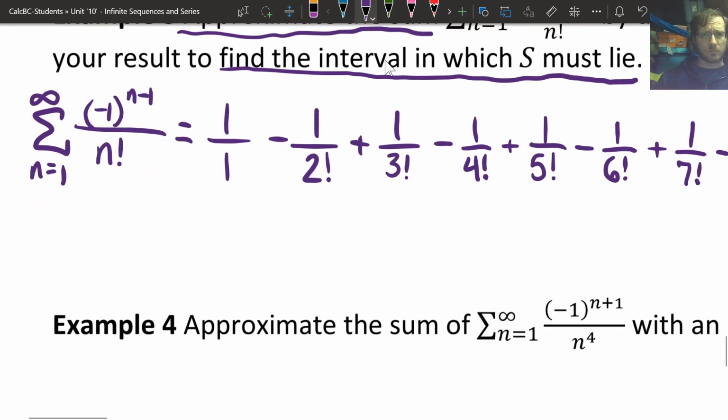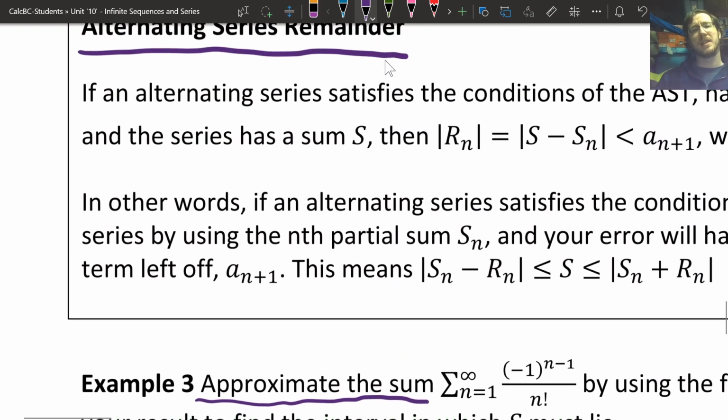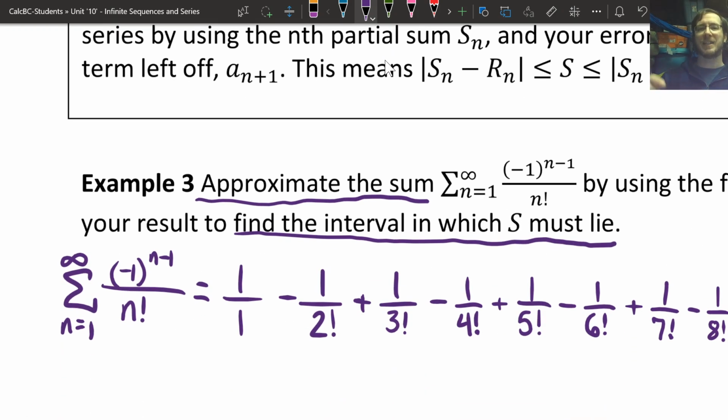So what they ask us to do is to approximate the sum. Well, what we just read in this box was that if we find the nth partial sum, then that is our approximation of the sum. All right, we recognize that this is an alternating series. This only works for alternating series. All right, so there's our alternator.